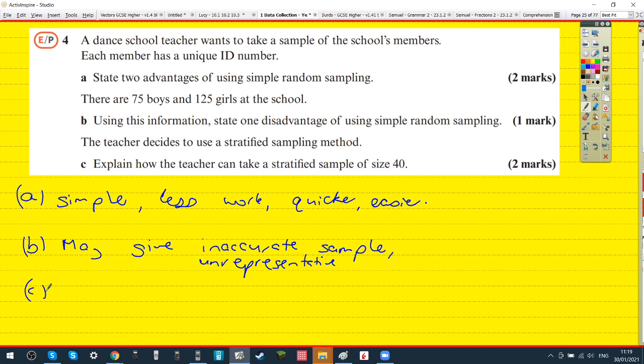The teacher can add the boys and the girls together and then divide 40 by the total, which is 200. So go on, do it. So it'd be 75 divided by 200, which is 3/8. And then do you multiply 3/8 by 40? No.